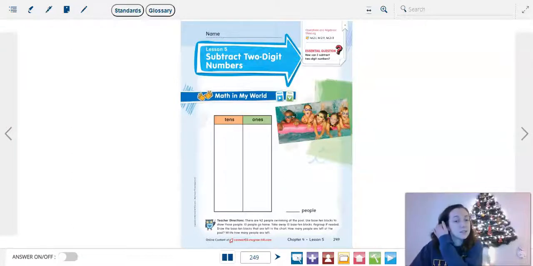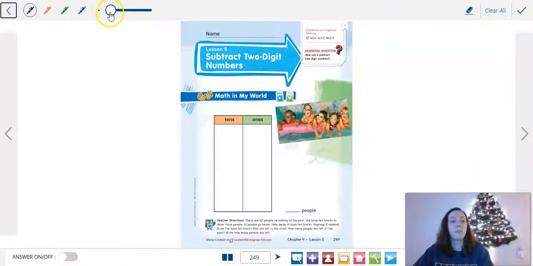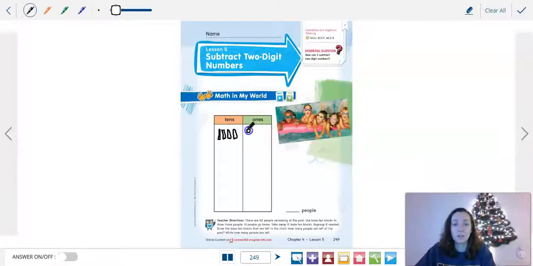So it says that there are 42 people swimming at the pool. They want us to use base 10 blocks to show these people. So they want 42 people. So we're showing 42. So think about how many 10s are in 42 and how many 1s. So we have 4 10s and 2 1s because 42.